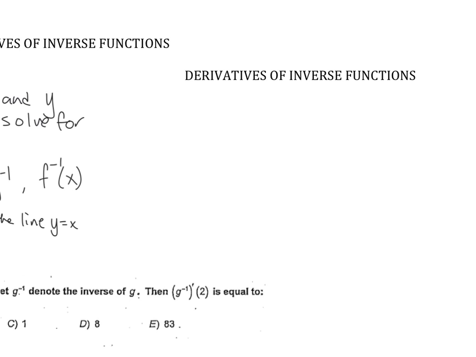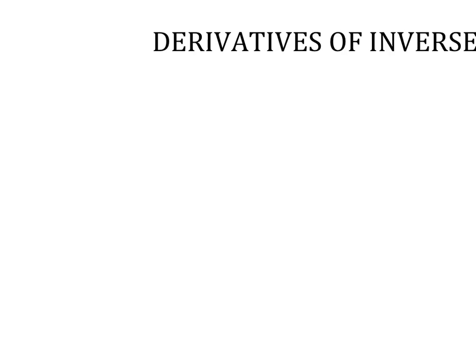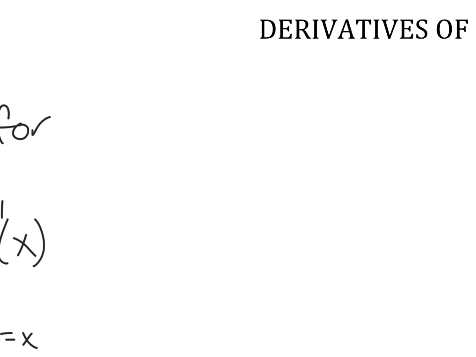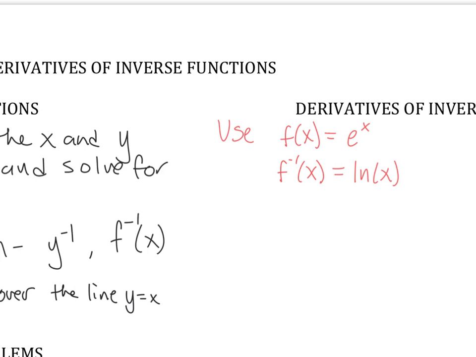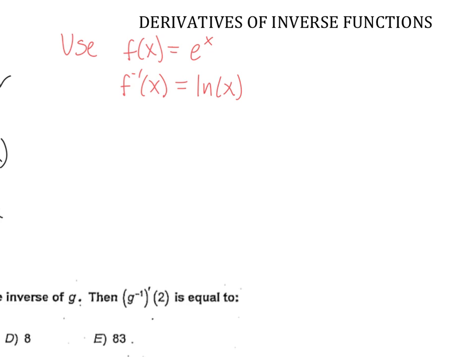So the best way to explain this is by using a picture. And the two equations that I'm going to talk about that are inverses of each other are f of x is equal to e to the x, and the inverse of that function is the natural log function, ln of x. And so what I want to do is draw a quick little picture of what we're doing here.